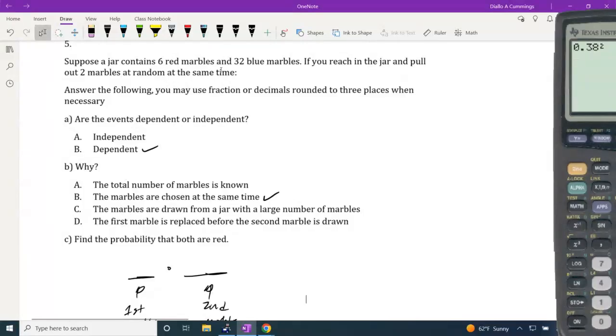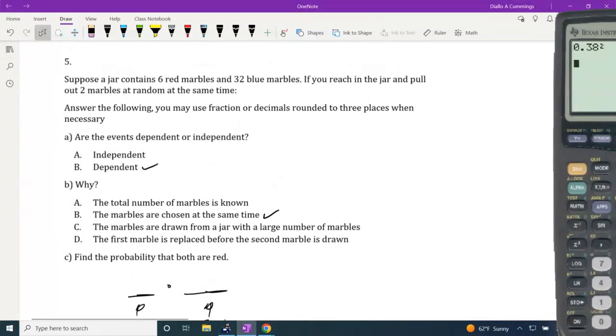Well, we're going to use the classical approach to probability. We're going to set it up in a fractional type aspect. So how many marbles are in the jar altogether? It should be 38, right? So the total is 6 plus 32, which is 38. So there's 38 marbles to choose from. Out of those 38 marbles, how many are red? 6, right?